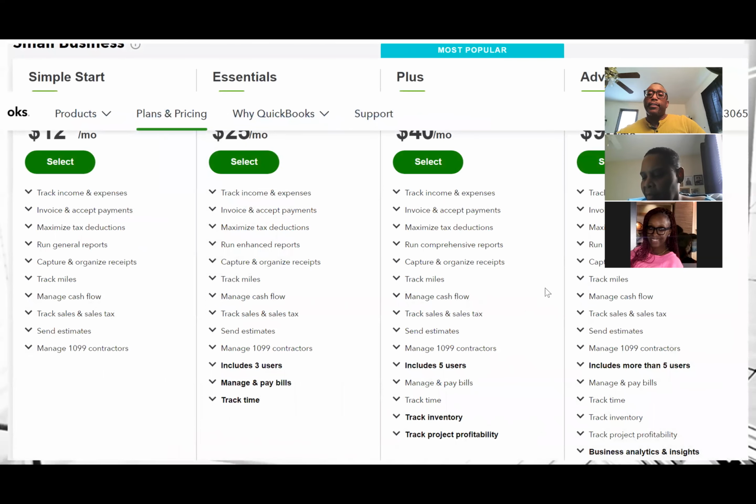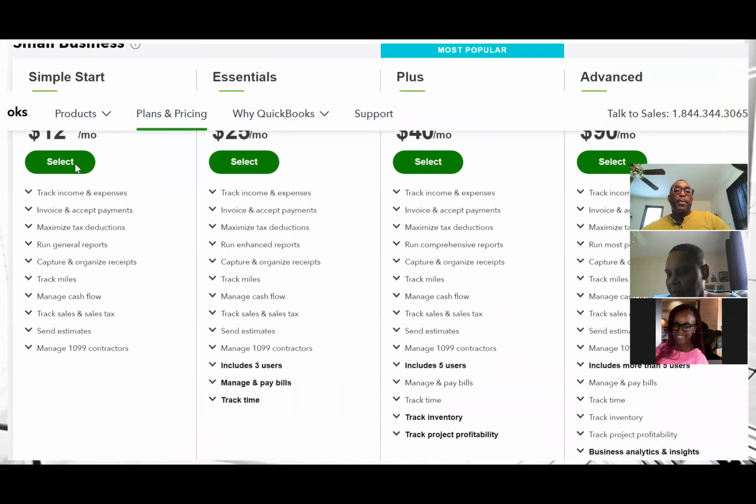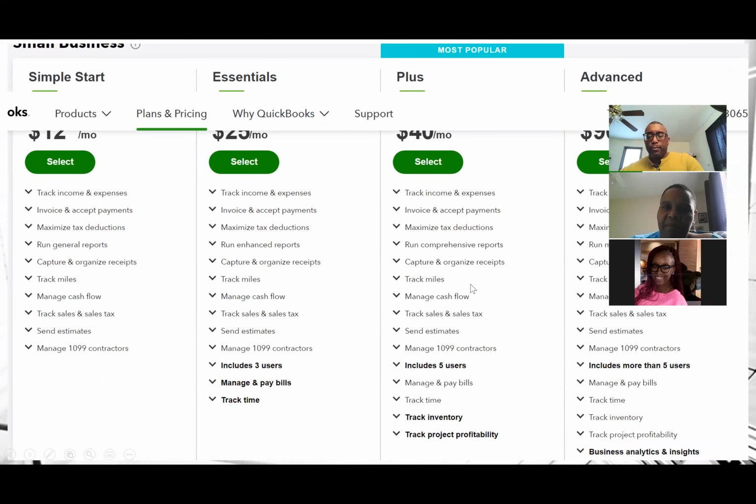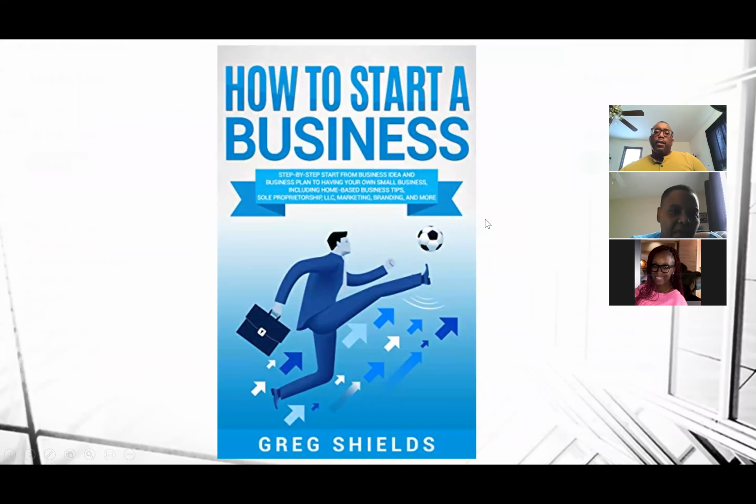Here's just a pricing chart for QuickBooks too. Depending upon what level you want to go, you can get pricing of $12, $25, $40, or $90 per month on a subscription basis. I'll also remind you all about a good book that I used to look at business entities and starting your business and startups. This is by Greg Shields.